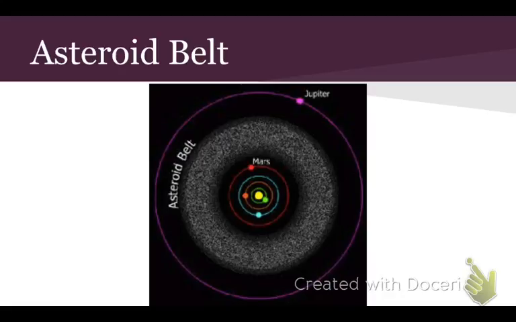Here's a picture showing you where the asteroid belt resides, as well as the inner planets. You can see the sun is in the middle. Moving out, you've got Mercury, Venus, Earth, and Mars. And then there is an area that separates Mars and Jupiter, and that is the asteroid belt.